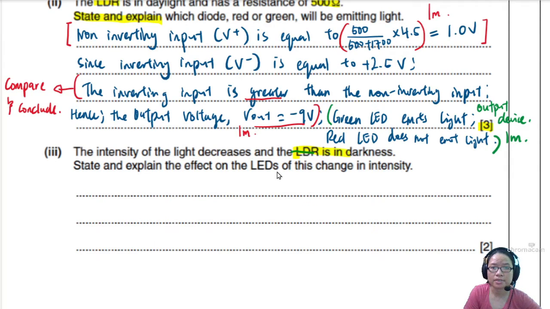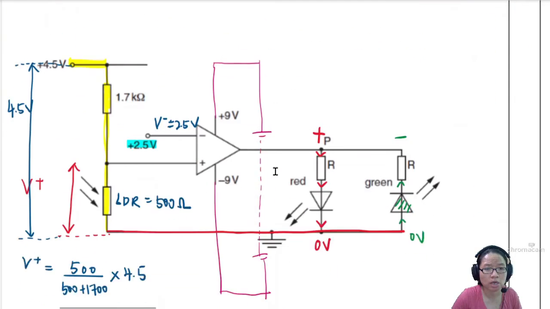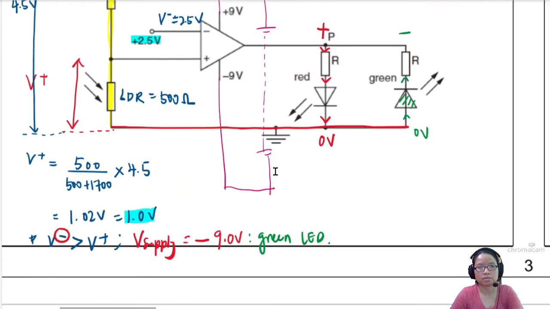The LDR is in darkness. State and explain the effect on the LEDs of this change in intensity. Okay, so they didn't specify what this new resistance of the LDR is, so you can't calculate. You need to go back to your calculation and ask yourself, what happens in darkness?